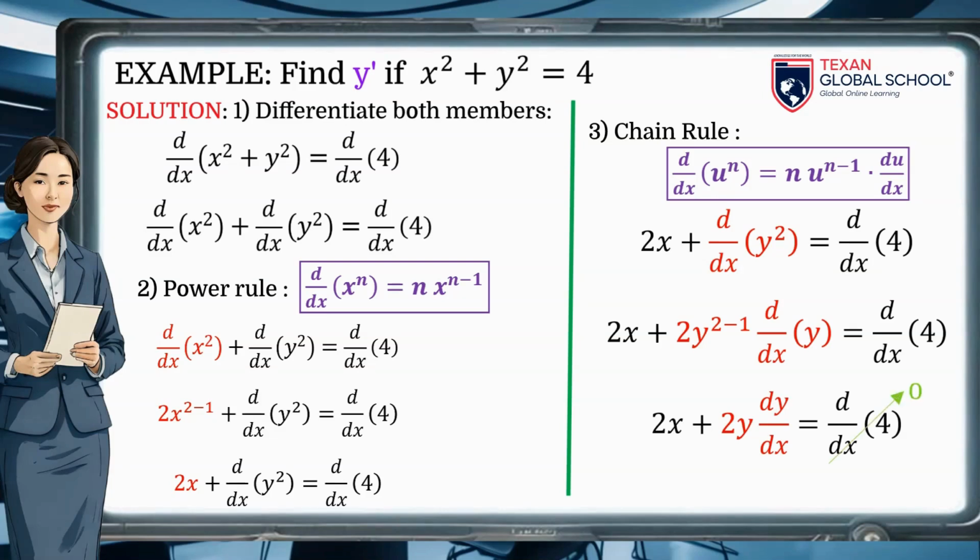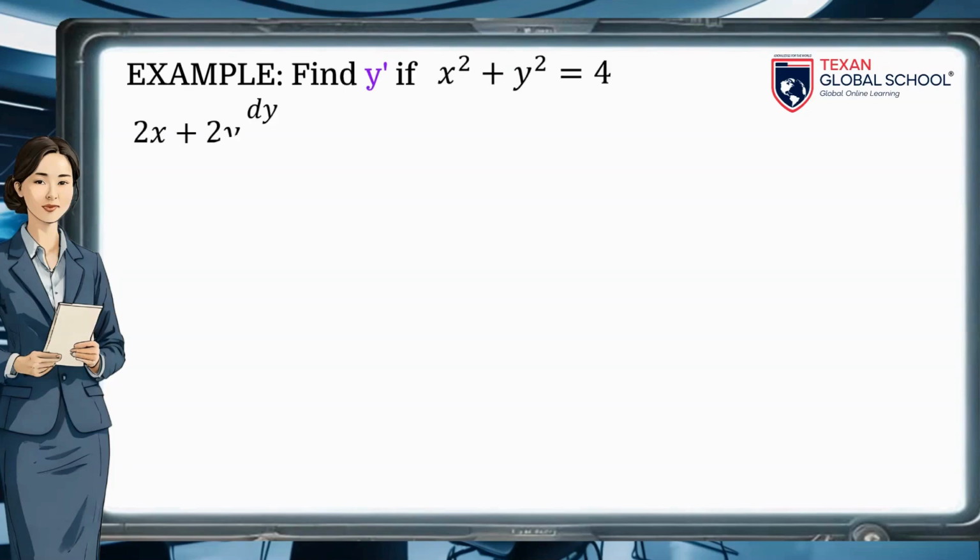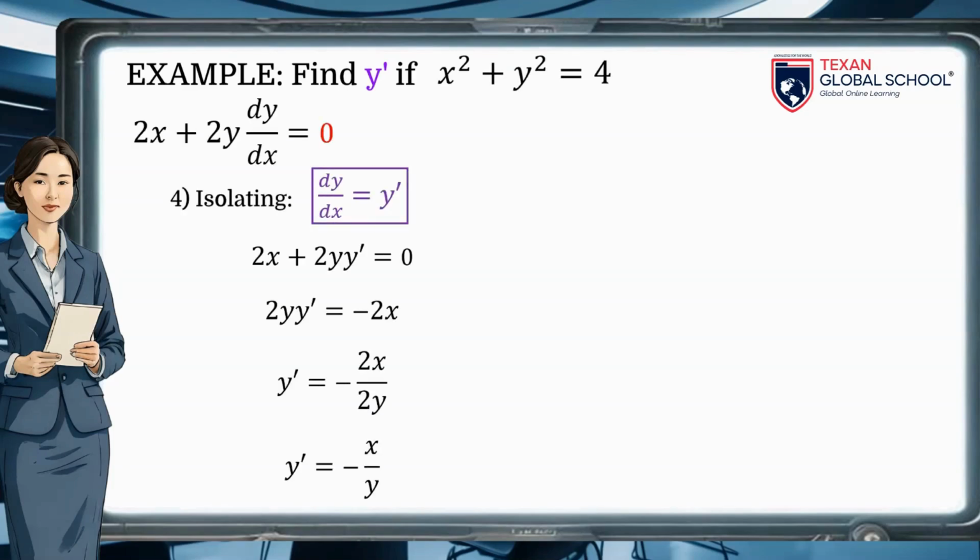On the right side, the derivative of a constant is 0. Now solve for the derivative of y with respect to x, which is y prime. In this way results the derivative, which is negative x over y.